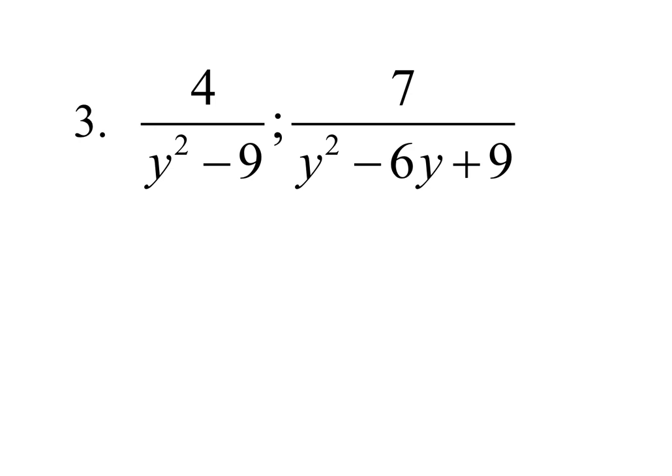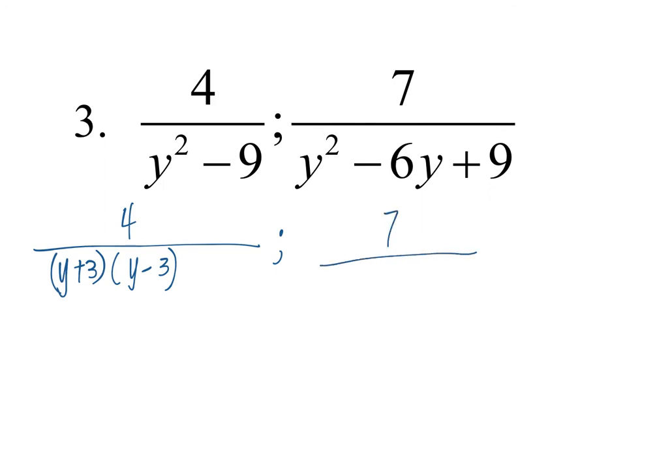So number 3 is a lot of fun. 4 over y squared minus 9. So step 1 is to write the denominators in factored form, completely factored. You can see that I am writing this in the denominator this time instead of multiplying it out to the side like I did in the last problem. Factors of 9 that add to give you -6: y minus 3, and y minus 3.